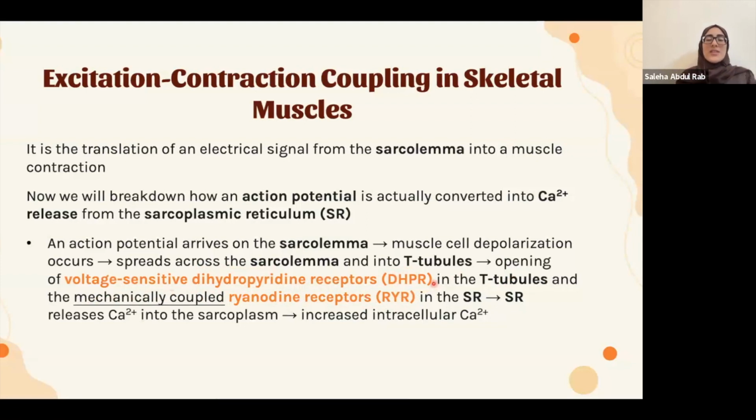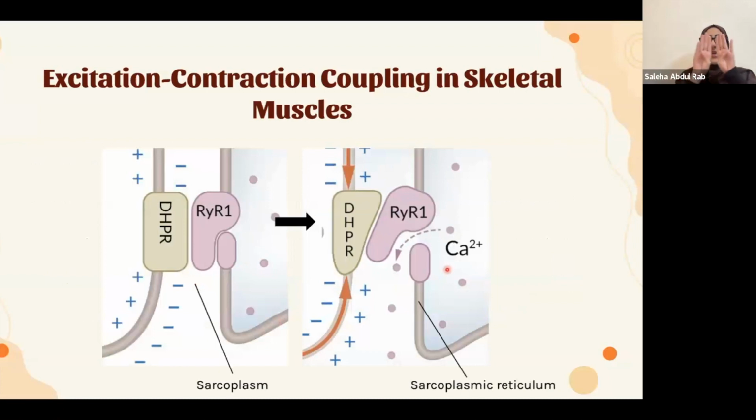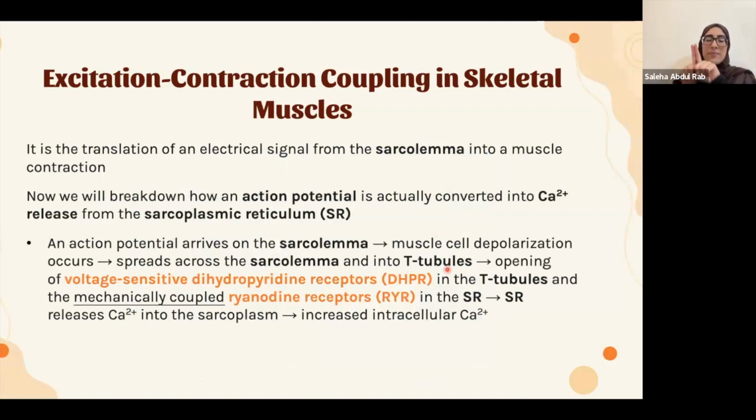So these voltage-sensitive dihydropyridine receptors on the T-tubules are coupled mechanically to ryanodine receptors in the sarcoplasmic reticulum. What I mean by mechanically coupled is that they're next to each other like this, kind of like a door. When one opens, the other is forced to open along with it. Or when one depolarizes, for example, in this case, the other is forced to undergo a conformational change because of the first. So they're mechanically coupled. They're next to each other like this, okay? Keep that in mind because that is an important detail later.